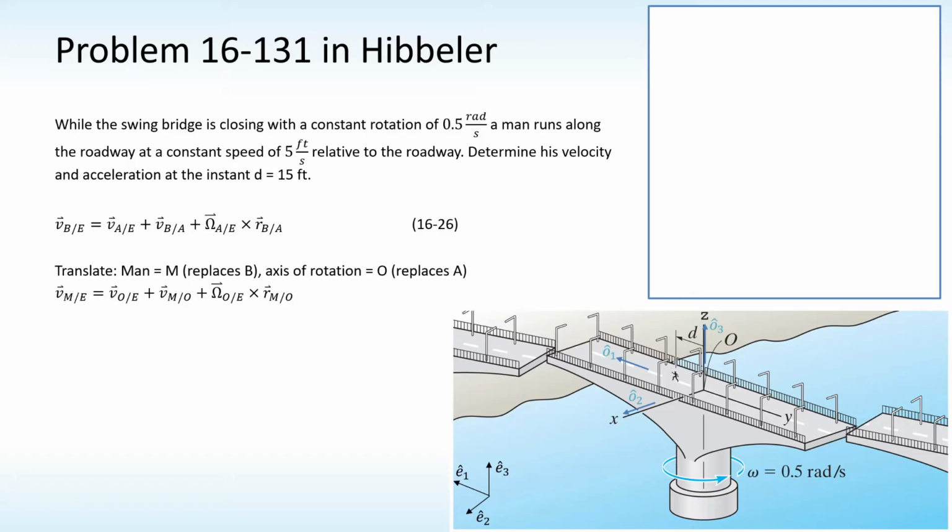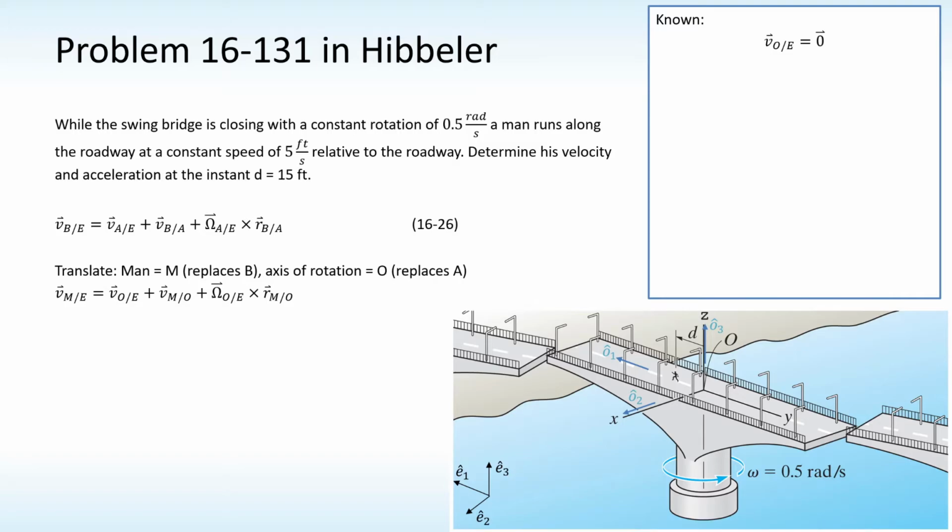I'll refer to the man as M. He replaces B in the equation. And the axis of rotation passes through point O. It will replace A in the equation. Now we need to write down what we know. The linear velocity of the bridge is 0 feet per second.